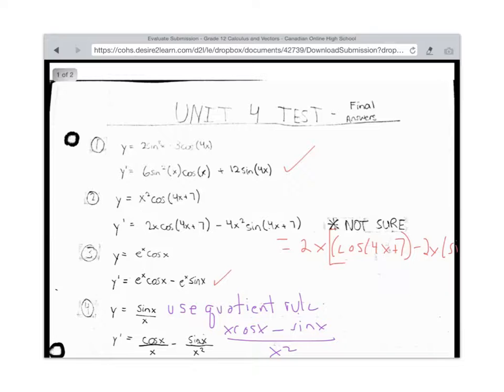I wanted to just go over a few little things with you on it. Question 1 looks good, question 2 is great.